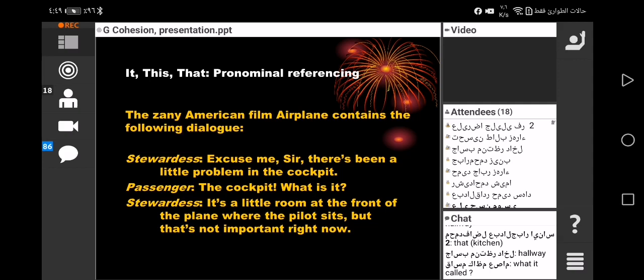The American film Airplane contains the following dialogue. Excuse me, sir. There has been a little problem in the cockpit. The cockpit? What is it? It's a little room at the front of the plane where the pilot sits, but that's not important right now.